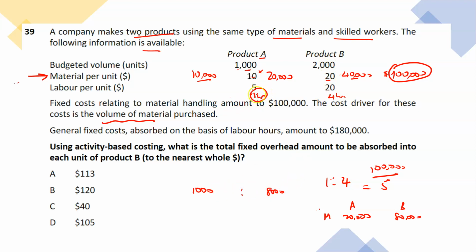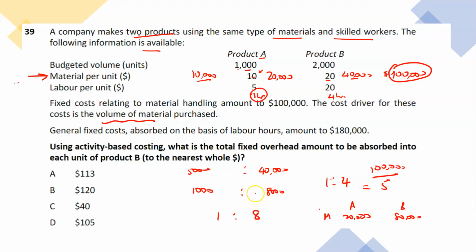Let's see, I'd use the 5. I would have said 5 times 1,000, which is 5,000. I'd have said 20 times 2,000, which is 40,000. That is the exact same ratio. 5,000 to 40,000 is the same ratio. 1,000 to 8,000 is the ratio 1 to 8, in effect.